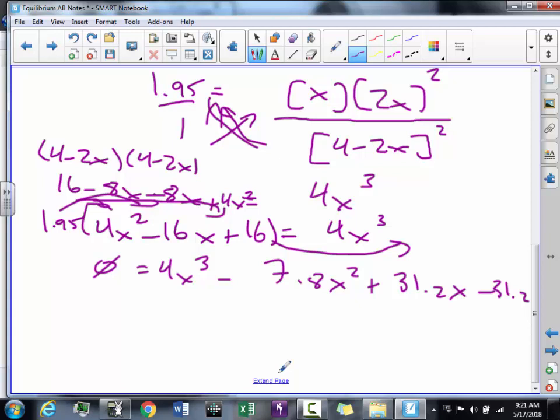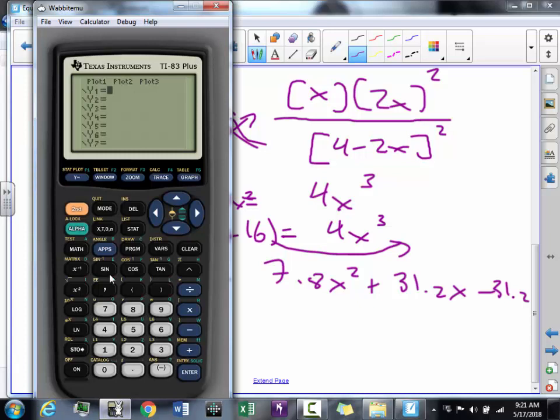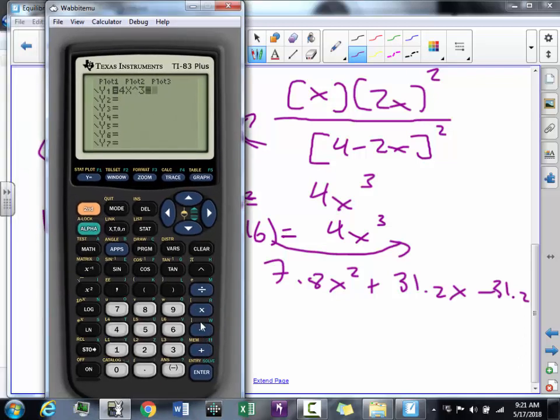If it was quadratic, you could solve it using the quadratic formula. So do you guys get how this is going to be beyond the scope of what they would require you to do? So all we got to do now is to solve this. Just type this in then. 4x cubed plus 7.8x minus 7.8x squared plus 31.2x minus 31.2. And what I'm trying to do is solve for where that equals 0. So really what I'm being asked to do is find x-intercepts. You find x-intercepts by going second, calculate, zeros.